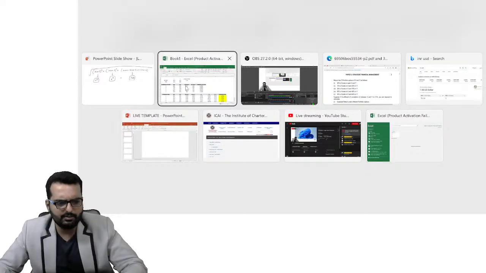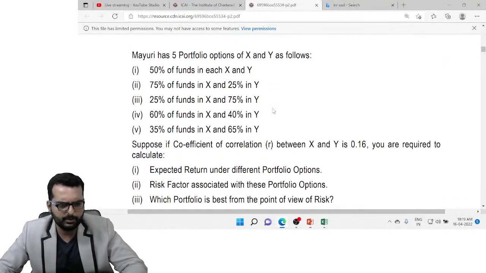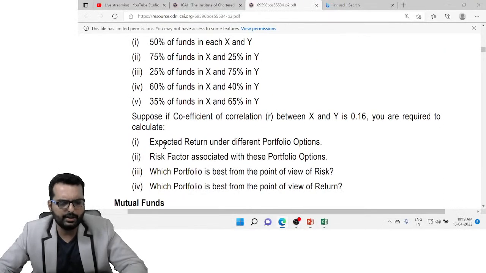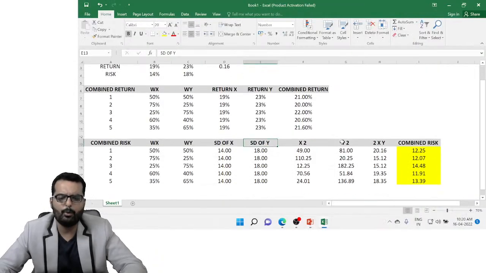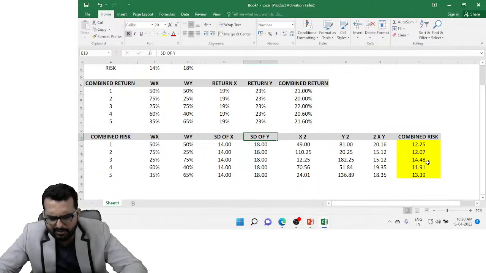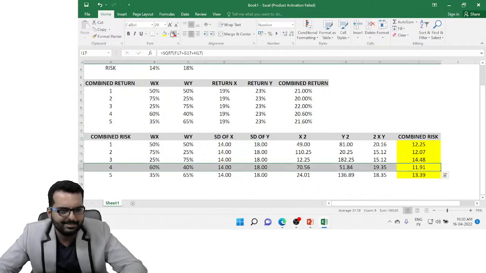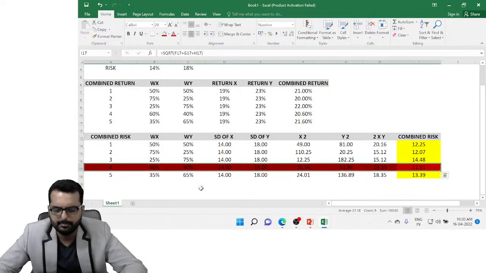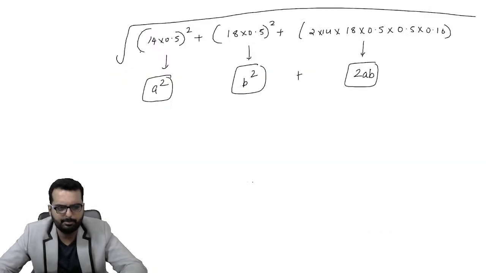Yes, I think we are done with this part, friends. Can I go to the next one? Okay. So they are asking you to find out the return and the risk, which portfolio is best from the point of view of risk. Now tell me, from the point of view of risk, which is better, lower the better or higher the better, friends? It is lower the better. So which is the least risk over here? This one is the best answer, 11.91.